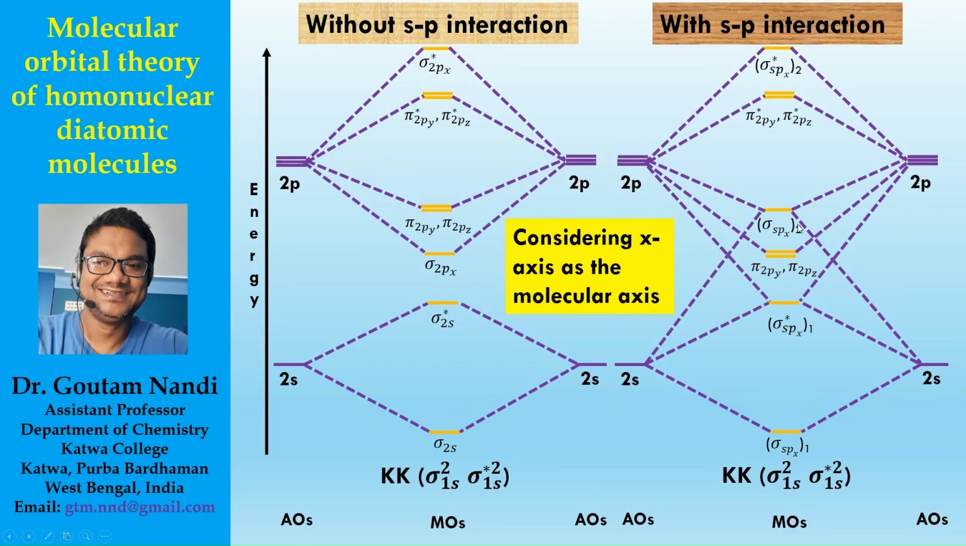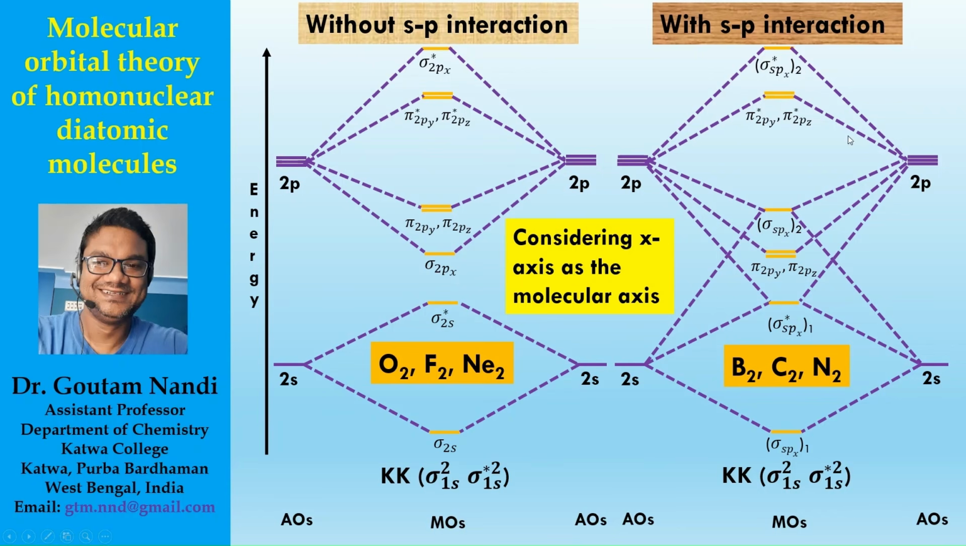So this is the diagram with sp interaction, and we can say this is for B2, C2 and N2, and this one is for O2, F2 and Ne2. Okay, now using these diagrams we will try to find out the bond order and other properties for these molecules. Okay, let's go to B2 first.